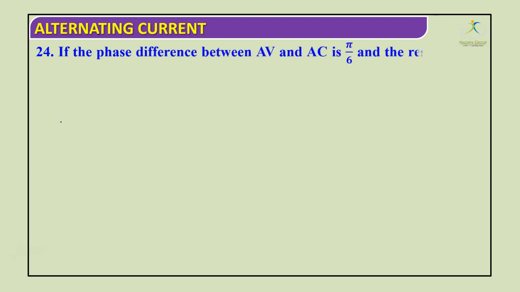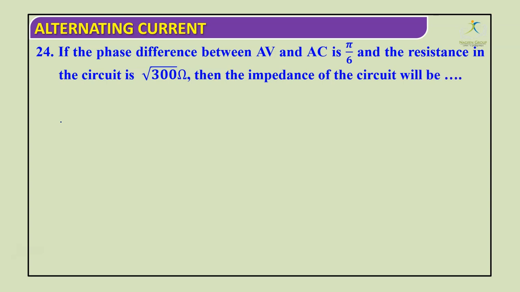Next question we have. If the phase difference between alternating voltage and alternating current is pi by 6 and the resistance in the circuit is root 300 ohm, then the impedance of the circuit will be 25 ohm, 50 ohm, 20 ohm and 100 ohm.